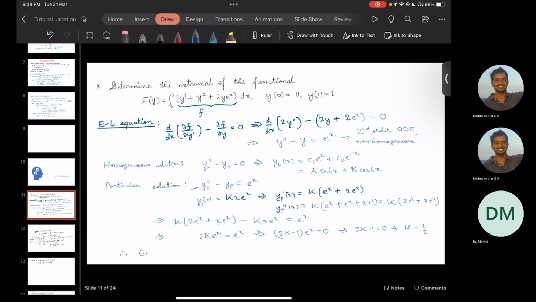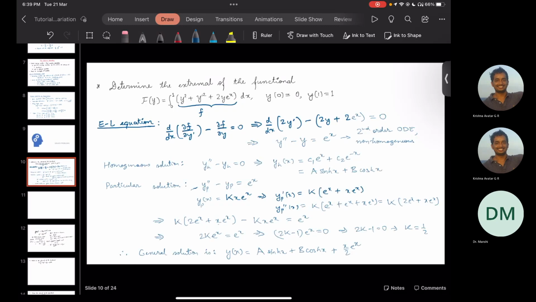So therefore our general solution is y of x is equal to a sine hyperbolic x plus b cosine hyperbolic x plus k, which is half, so we'll have x by 2 e to the power x, right?